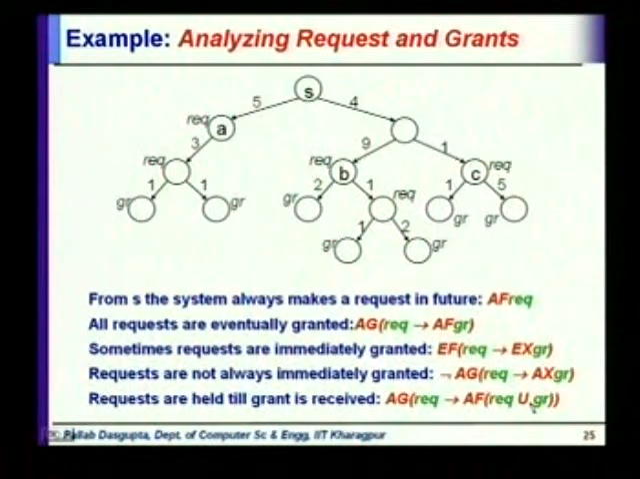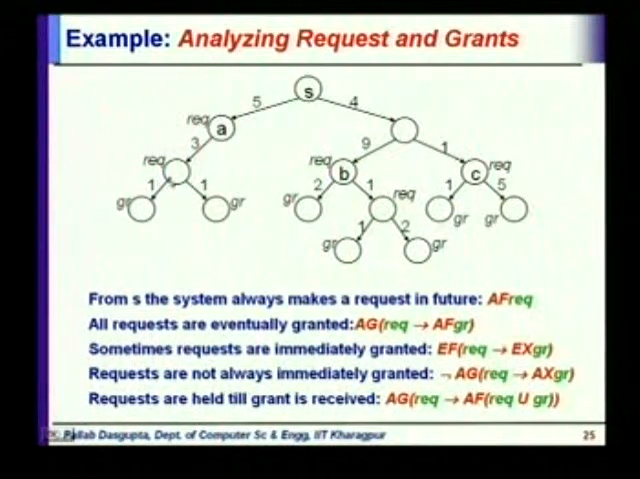Requests are held till grant is received. So, this says that along all paths globally always request implies that along all paths request will be high until grant. So, once you have made a request, you will hold the request until you get the grant, but it also says that the grant must come in the end, right. So, now is that the case here?